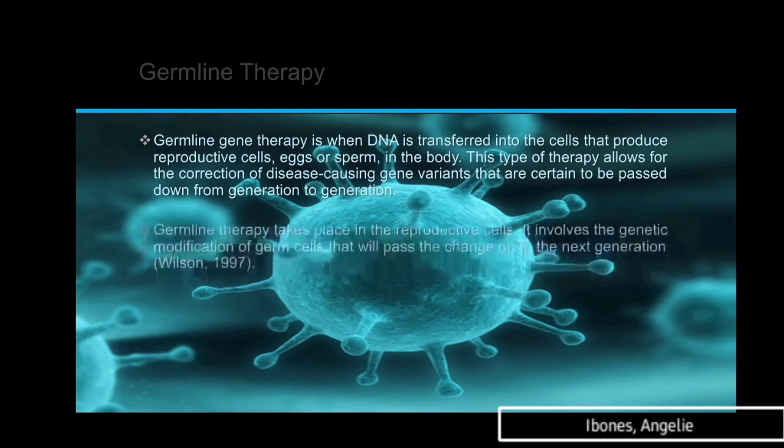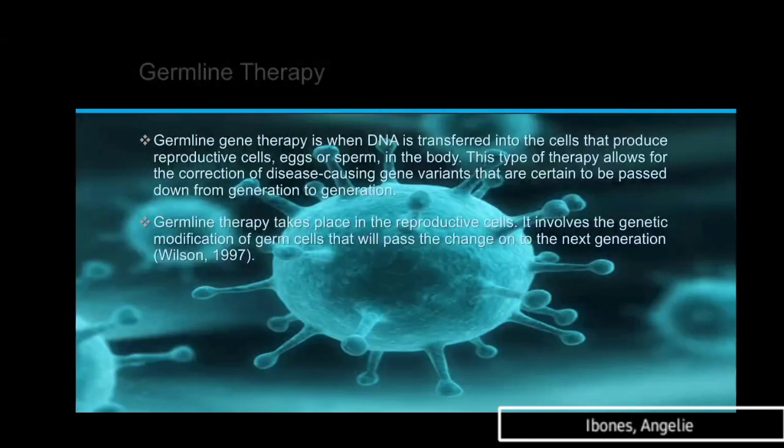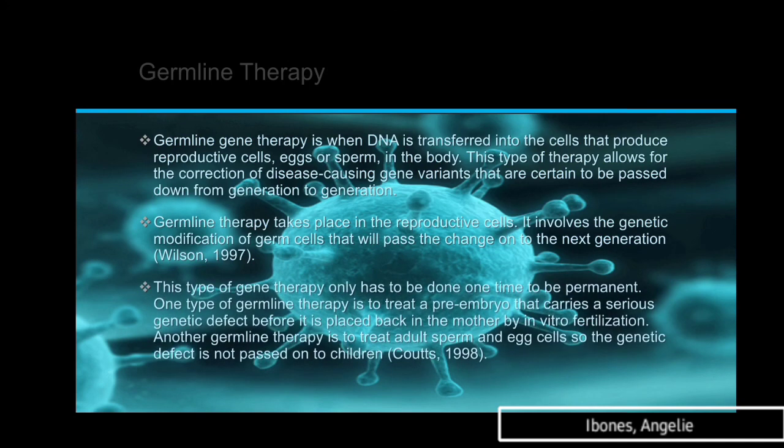Germline therapy takes place in the reproductive cells. It involves genetic modification of germ cells that will pass a change into the next generation, meaning the future offspring of the patient would be free from suffering the same disease. This type of gene therapy only has to be done one time to be permanent.